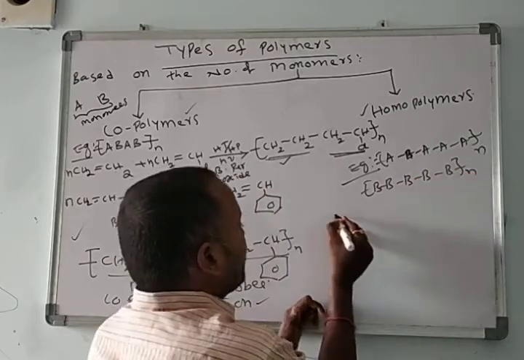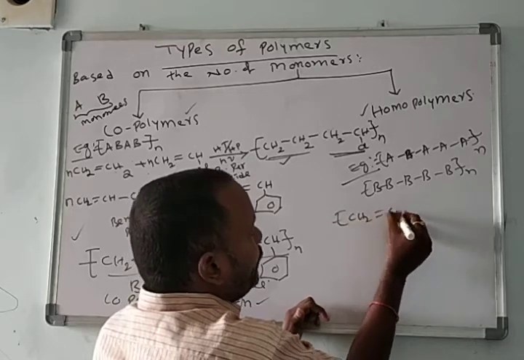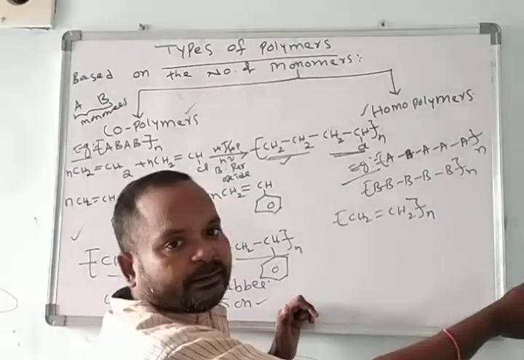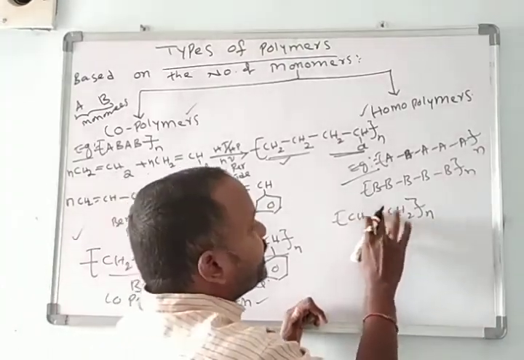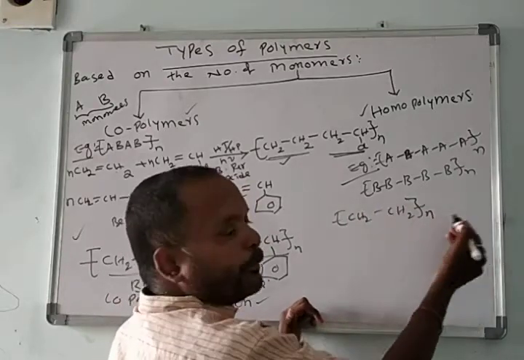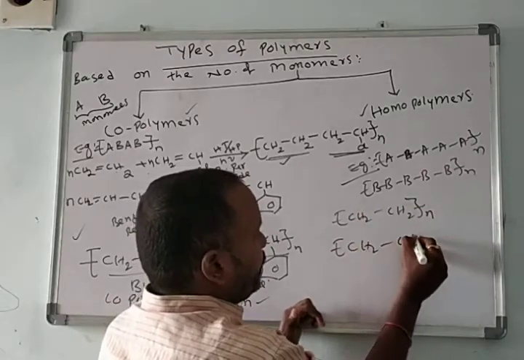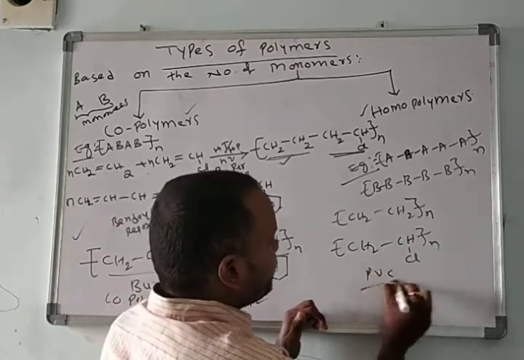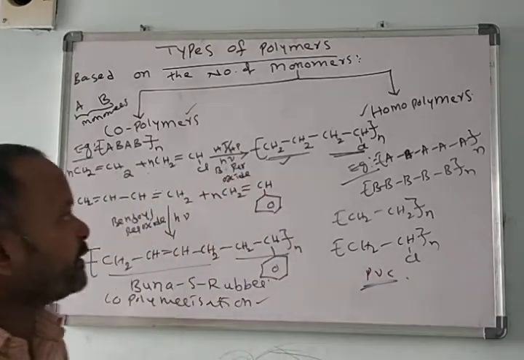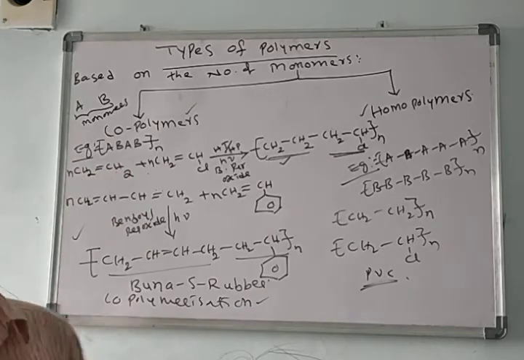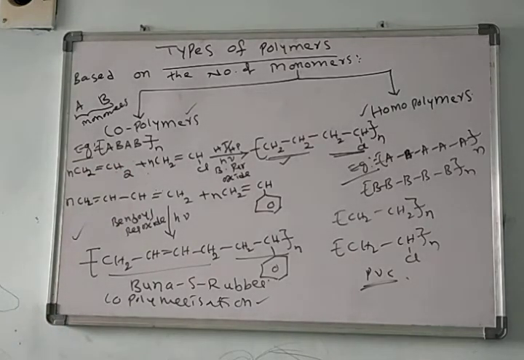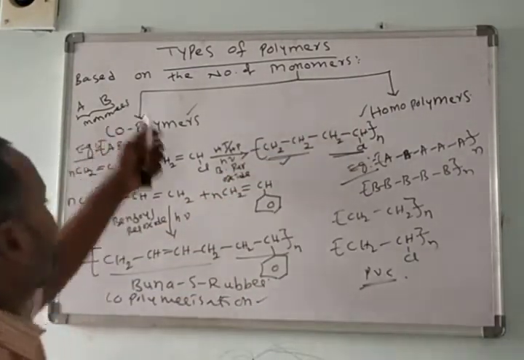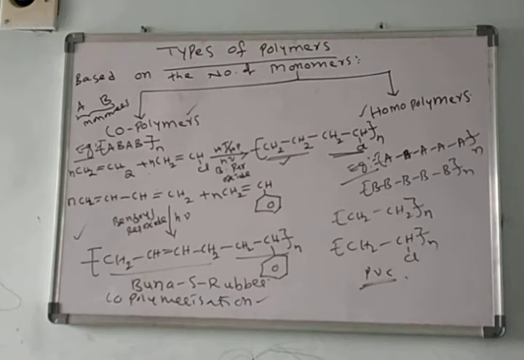Here I am taking CH2 double bond CH2 taken n times. Only the ethylene molecule is repeated, that's why we call it a homopolymer. Here I am taking one more homopolymer, PVC. All these are homopolymers. These are the examples for homopolymers, and the examples for copolymers.